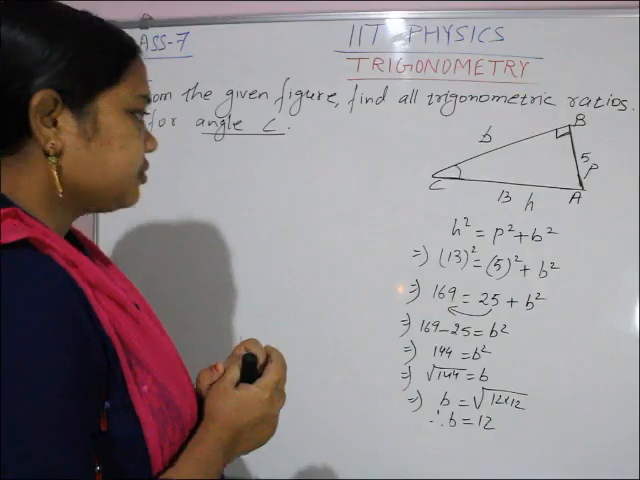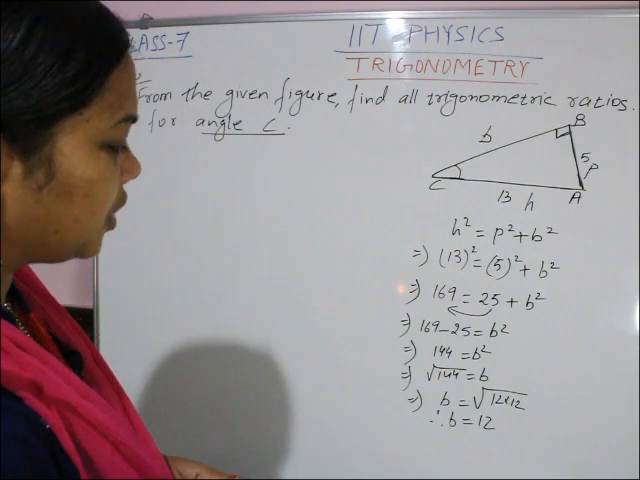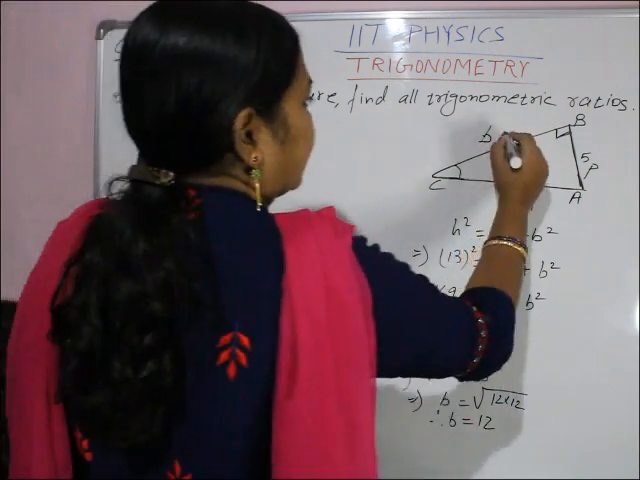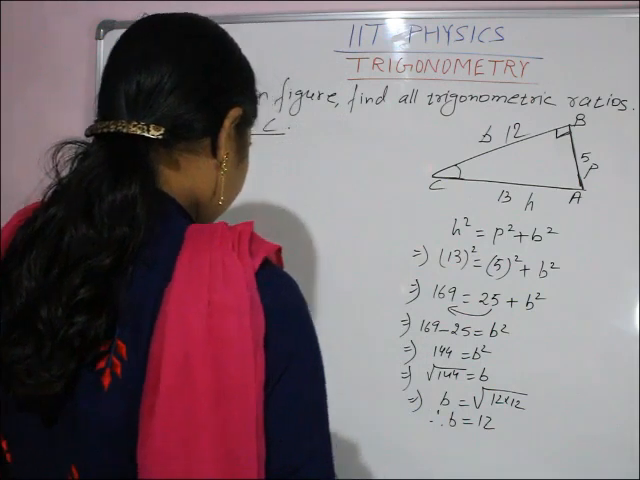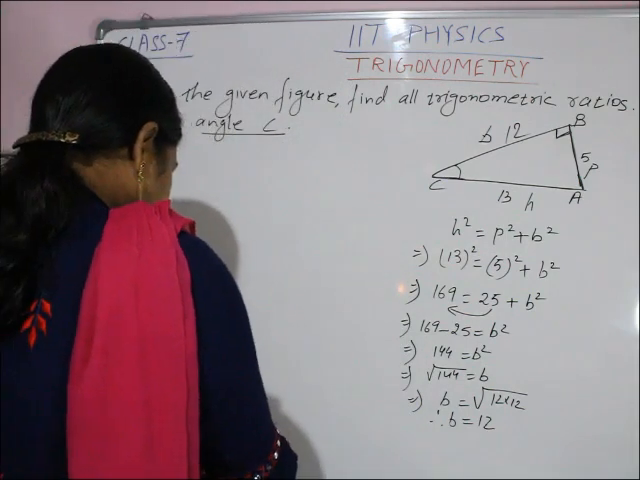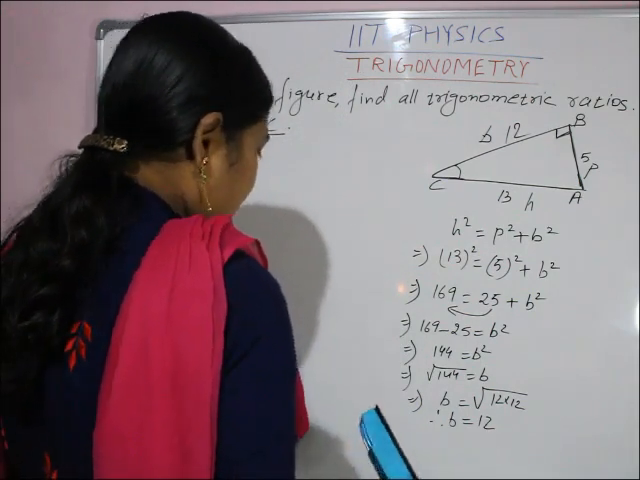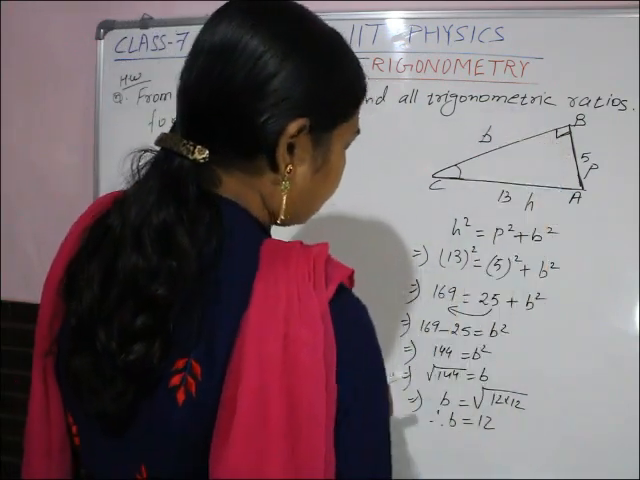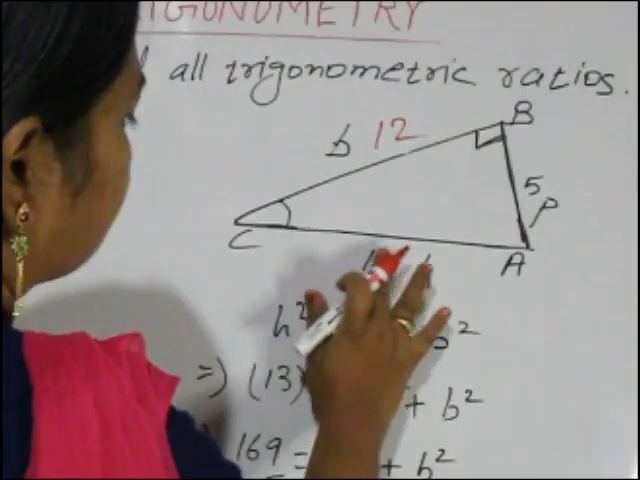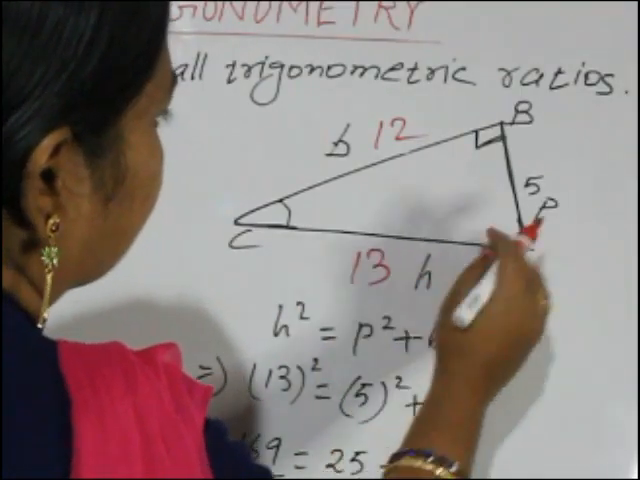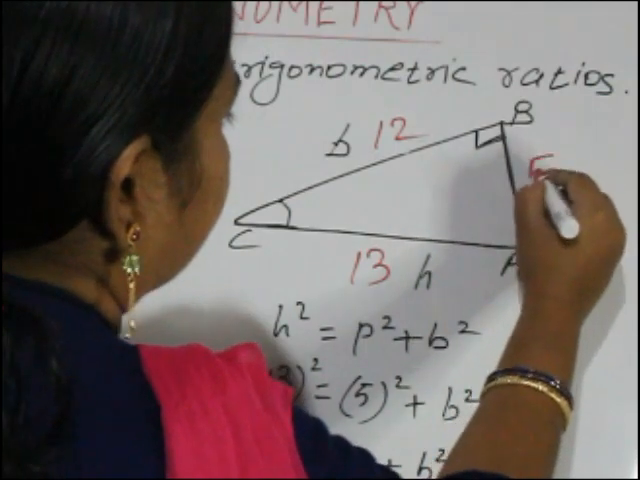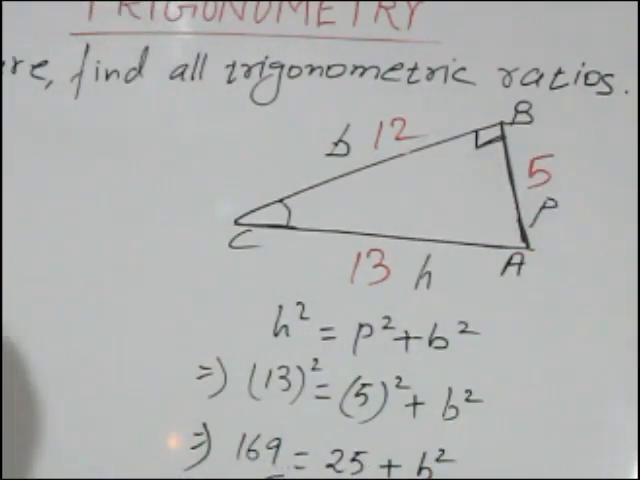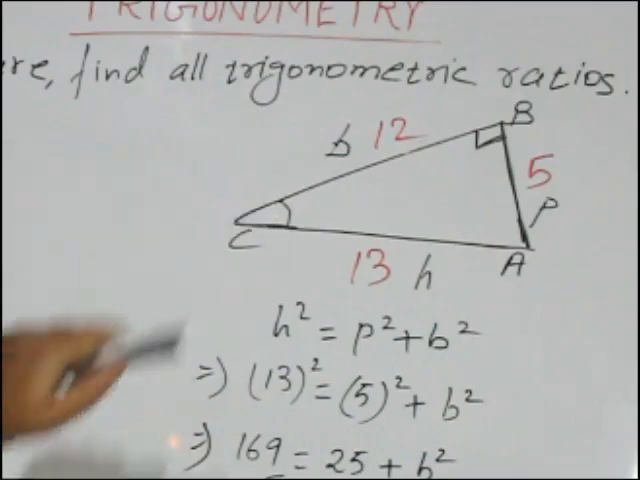So here we calculated b equal to 12. I'll write it with another color pen. You can easily find out. This is 12, 13 and 5. Okay, so now we have all the three sides. We are ready to find the trigonometric ratios with the angle of reference, angle C.